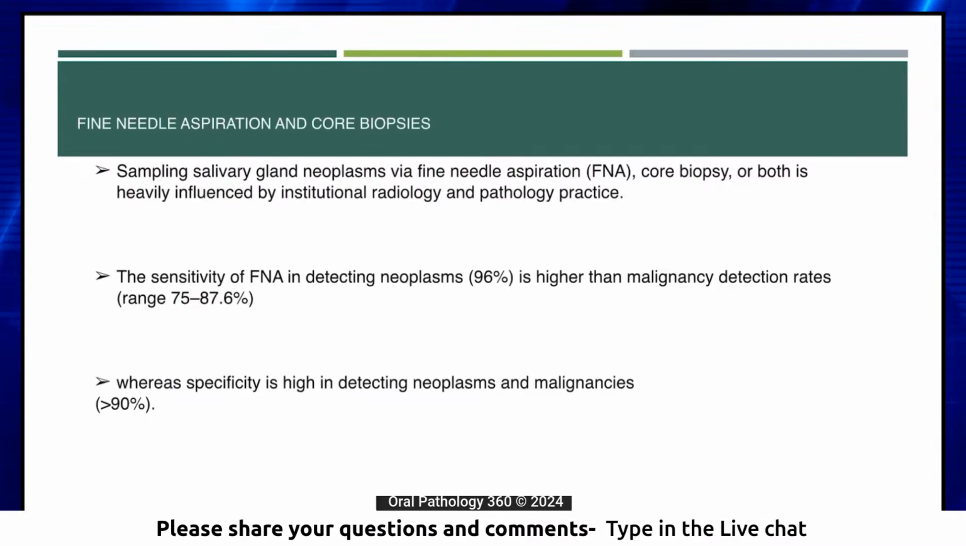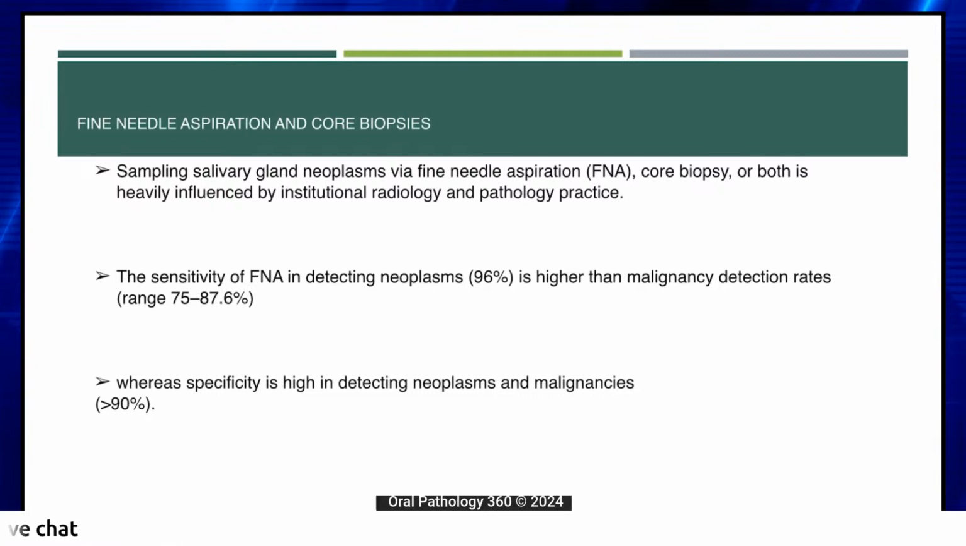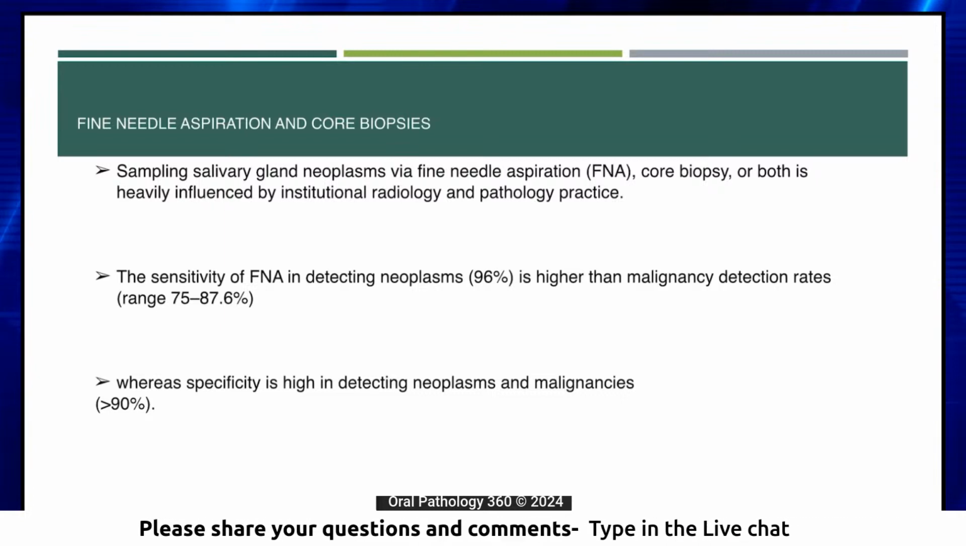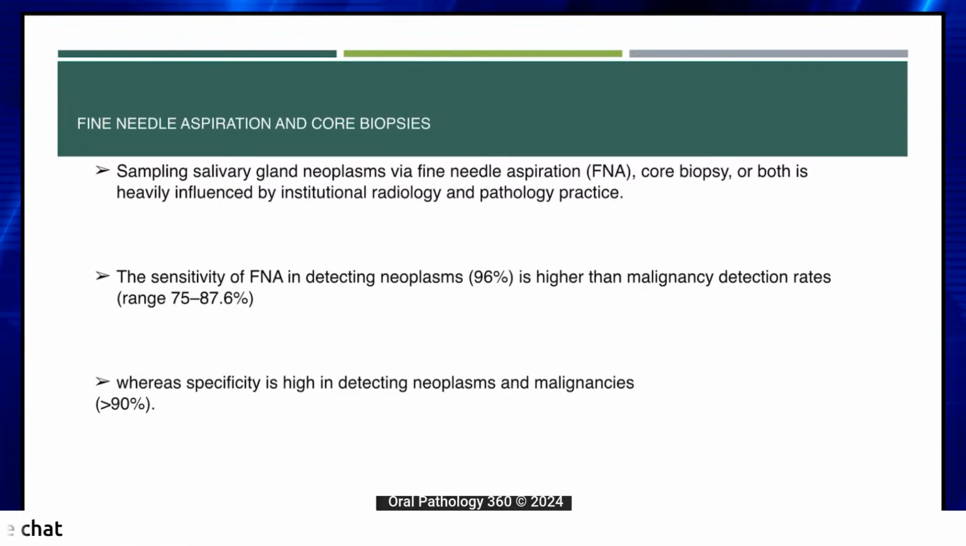Now let's discuss the crucial role of fine needle aspiration and core biopsies in sampling salivary gland neoplasms. The choice between FNA, core biopsy, or a combination depends on the practice followed by the radiology and pathology departments in a particular institution. FNA is a common method with high sensitivity, 96% in detecting neoplasms.